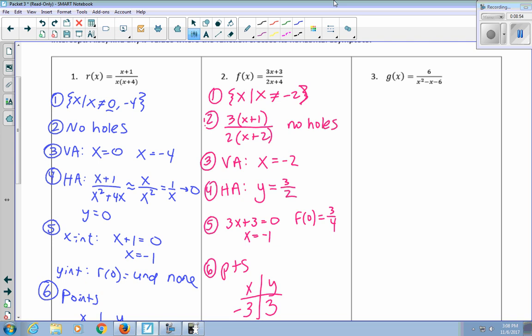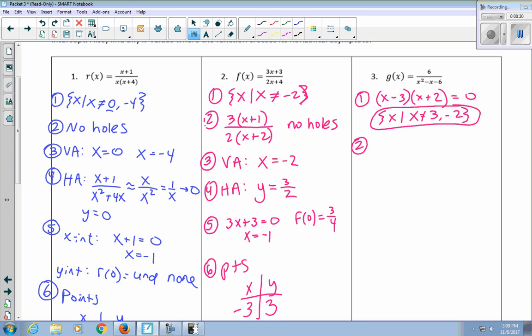Okay, 6 over x squared minus x minus 6. Step 1, look at the domain. Any x value that would make the denominator 0 has to be excluded. So I might factor this. x minus 3 times x plus 2 is the denominator. So x equals 3 and -2 have to be excluded. That's my domain: the set of all x's such that x is not 3 or -2.